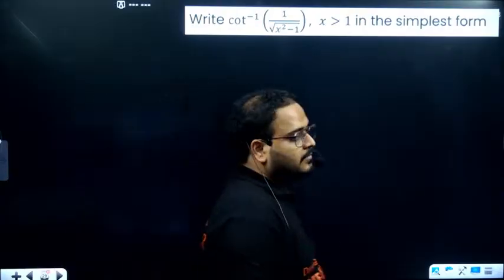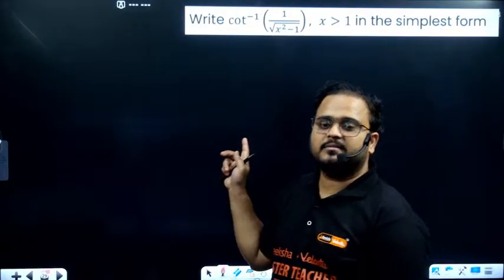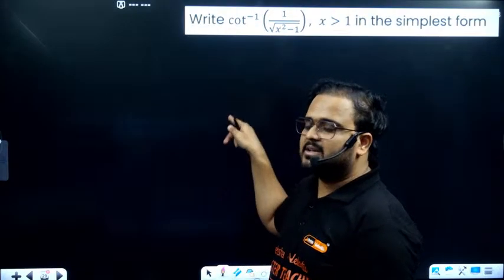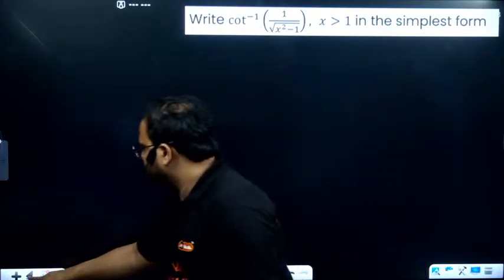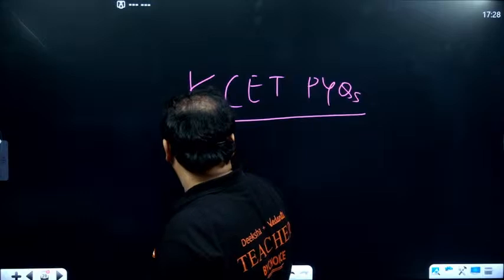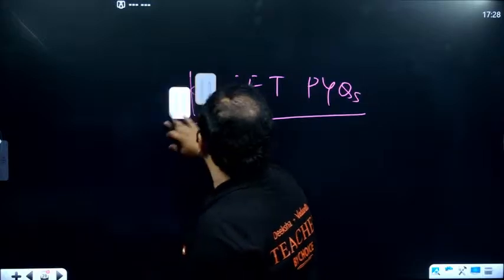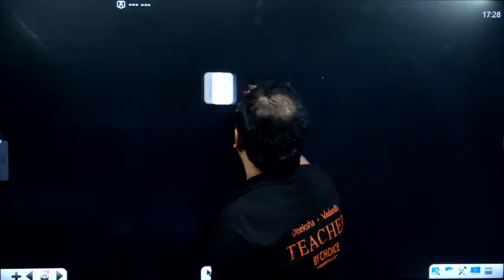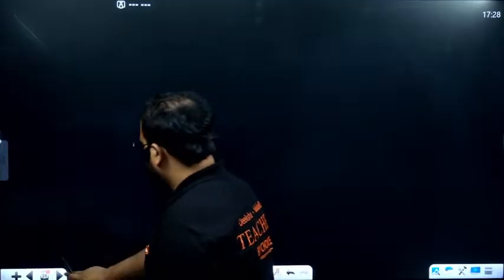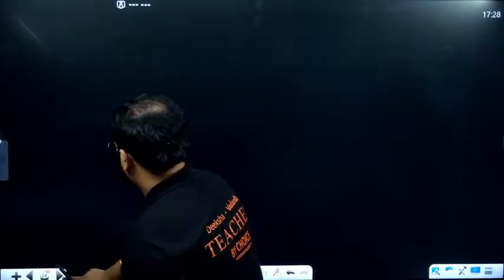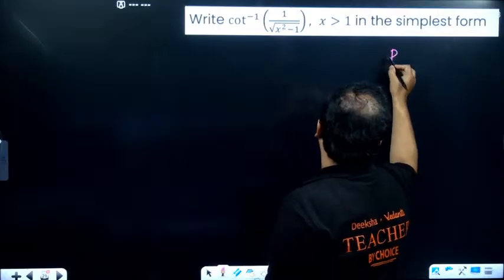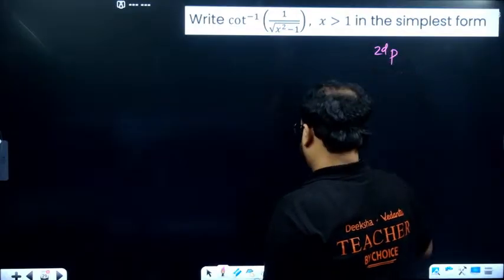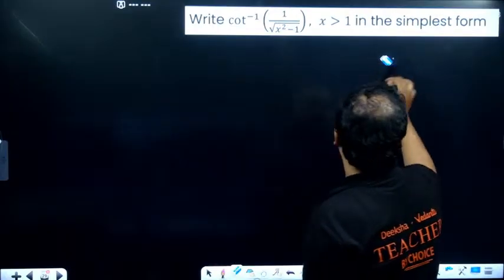Okay. You have done this question, right? Cot inverse of 1 by x square minus 1. This is a board question, not a CET PYQ, by the way. Sorry, 2-3 more questions are there. I've kept it for you. This is also a board question only, second PUC.